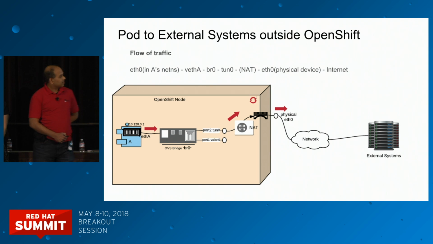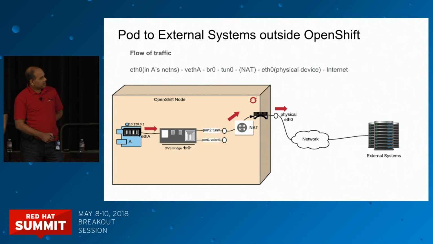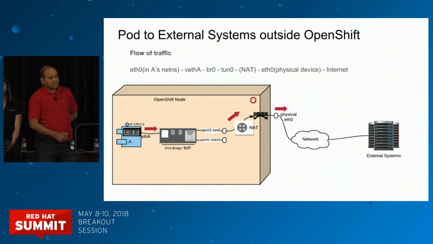Next, what happens if your pod is trying to talk to an external system? The flow is the same. Here at the bridge, it knows that, hey, this IP address is not on the OpenShift cluster, so I have to send it outside. So it redirects the traffic to port 2, which is TUN 0. From there, it gets NATed, goes to the physical ETH0, and then gets out.